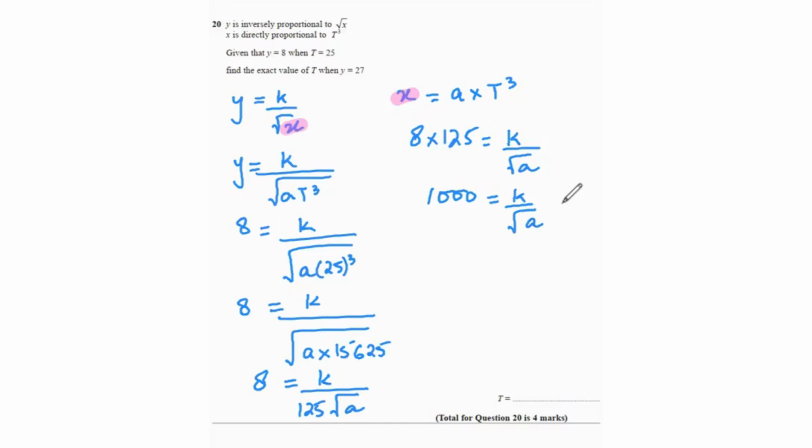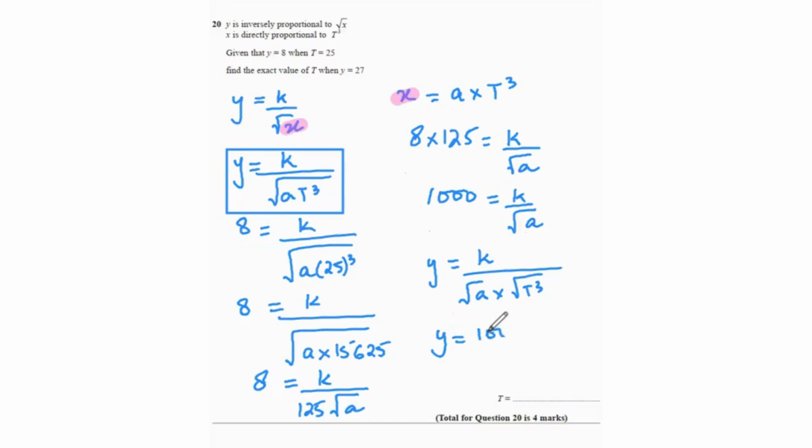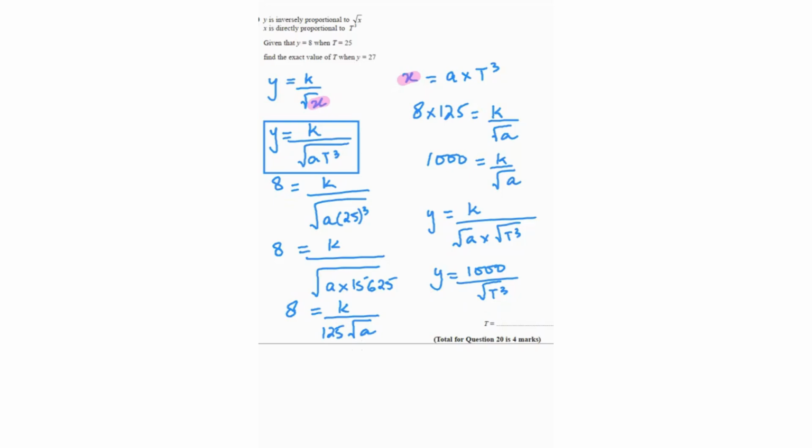We have to find the exact value of t when y is 27. So what if we use the same equation, this one over here, and I split this up, y equals k over root a times root of t cubed. We know that k over root a equals 1,000. So y equals 1,000 divided by root of t cubed. Find the value of t when y is 27. So replace y with 27 equals 1,000 over square root of t cubed.